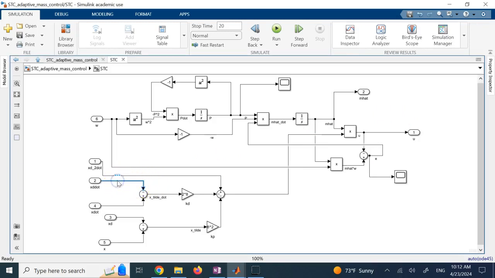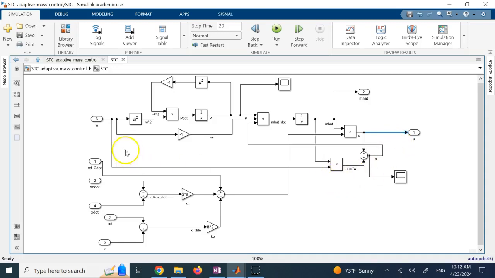I brought in x dot and xd dot, subtracted to get x tilde dot. I brought x and xd, subtracted to get x tilde. The kp and kd I chose were 8 squared and 2 times 8. Then negative kd x tilde dot, negative kp x tilde plus xd double dot is the signal that I multiply by m hat, and that is the u that I'm going to send to the system.